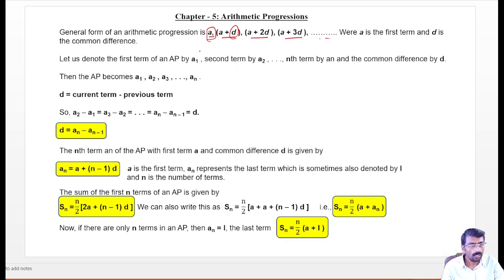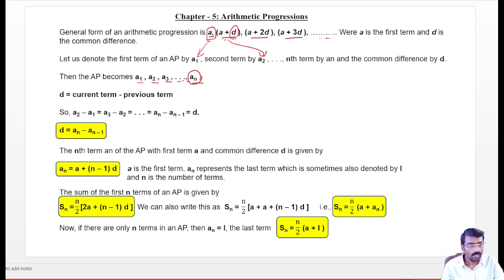If we write A as A1, the first term, and A plus D as A2, the second term, the AP becomes A1, A2, A3, and so on until AN, where AN is the last term.